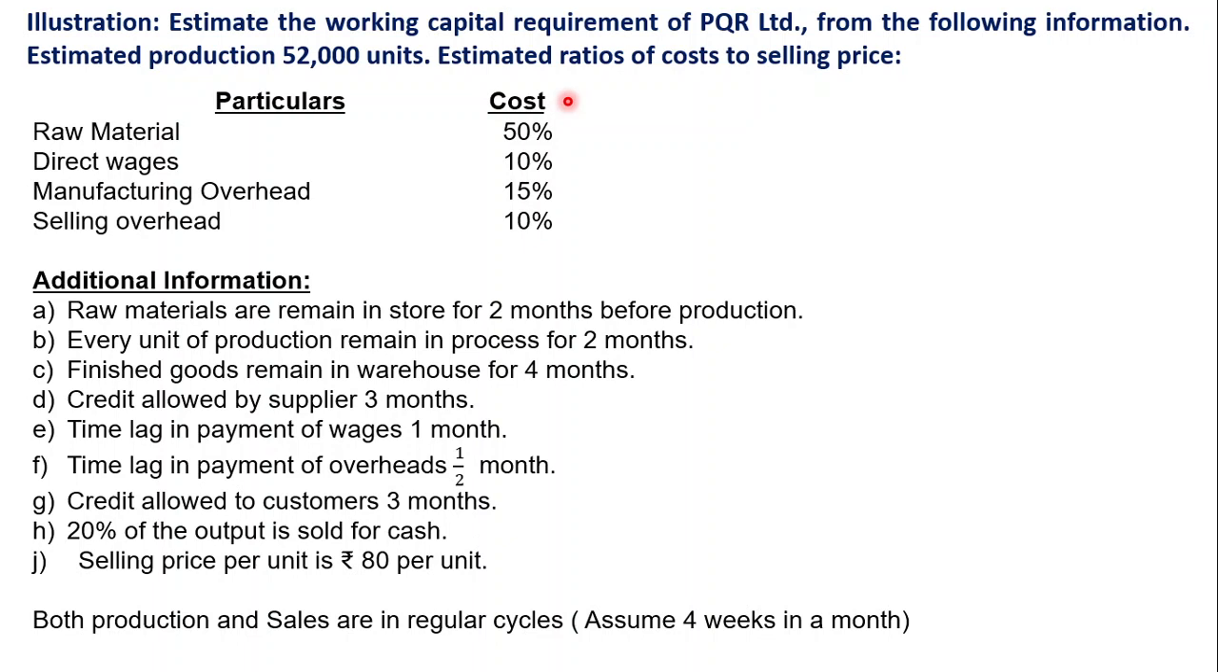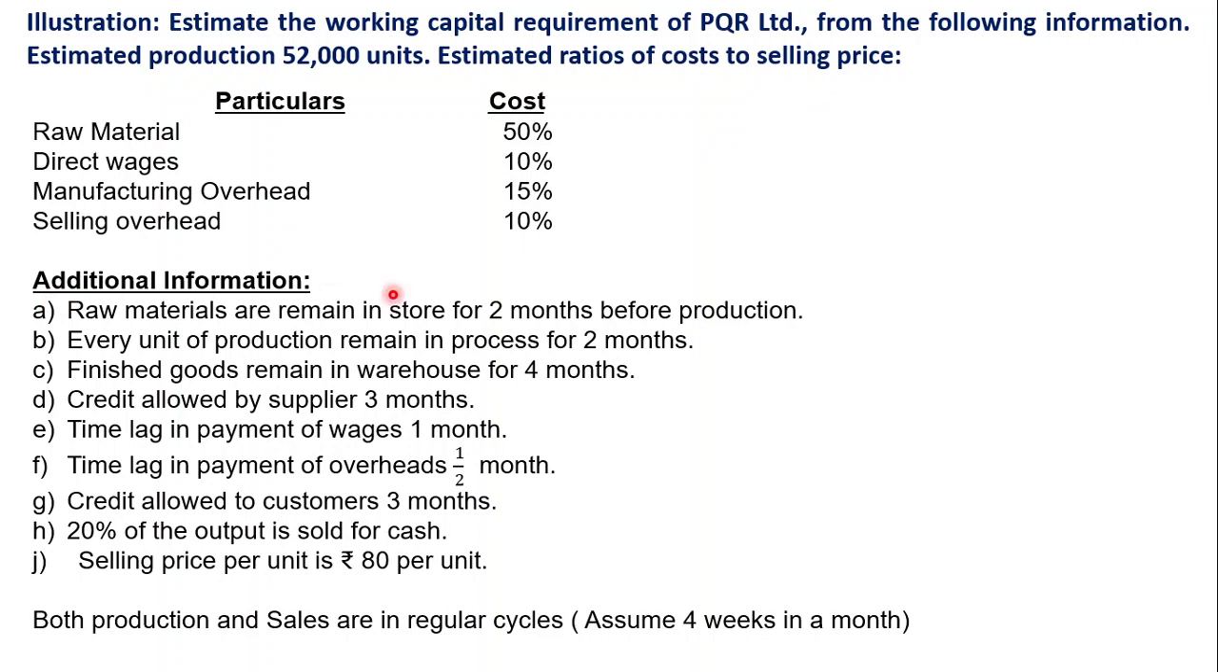It's not the amount. Please observe the particulars: the cost proportionate ratios are given, and these ratios are to be compared with selling price. Raw material 50%, direct wages 10% of cost, manufacturing overhead 15% of cost as compared to selling price, and selling overhead 10% of cost as compared to selling price.